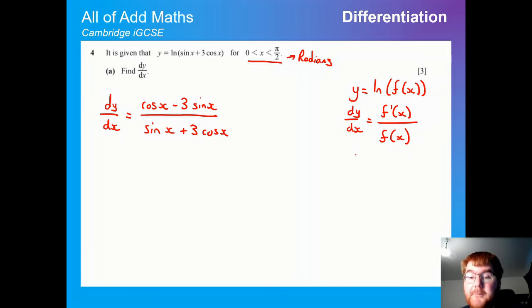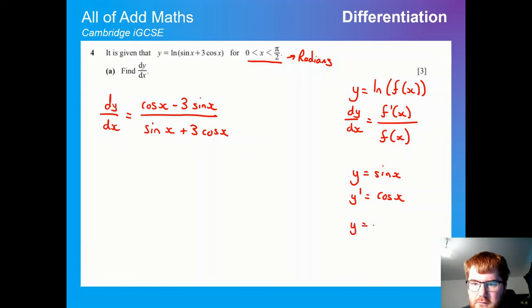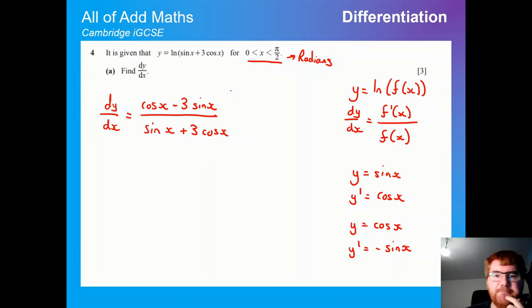You do need to remember these important facts. So if y equals sine x, then y dash or dy by dx is cos x. And if you have y equals cos x, then you need to remember the derivative of that. You can see it's important in other questions you've seen already, is negative sine x.